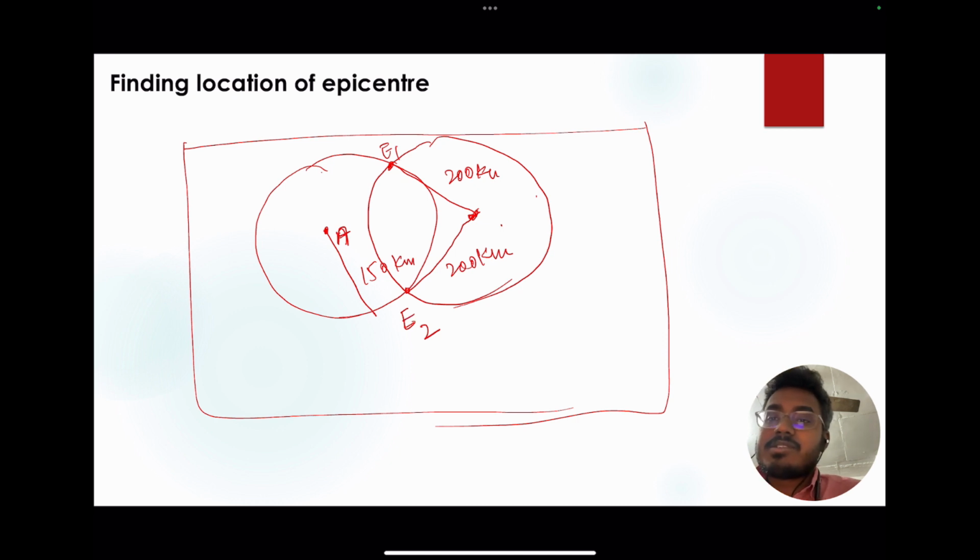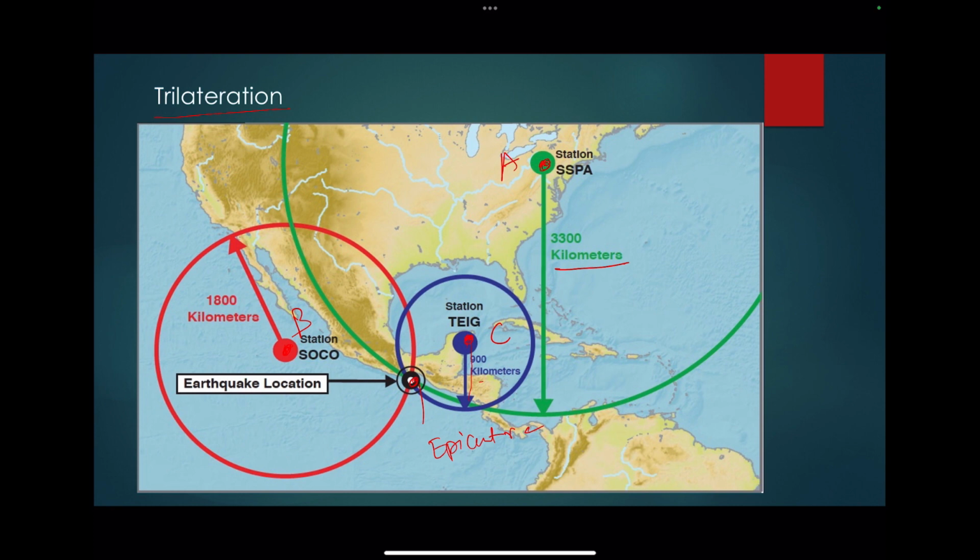So we will take another seismometer, let's say C. And from there, one of the points will be intersected. Let's say this is 30 kilometers. So at the intersection point of these three circles drawn from three seismometers, we can find the exact location of the epicenter. This method is known as trial iteration.